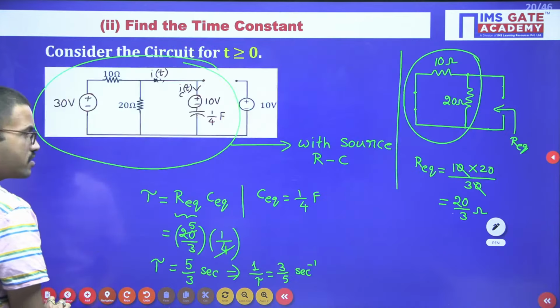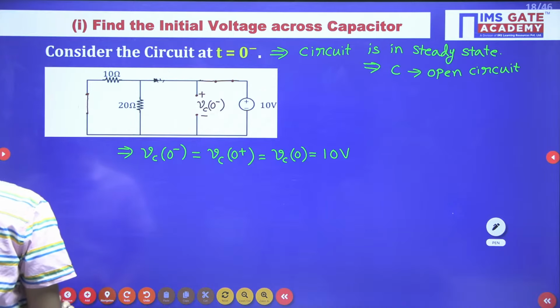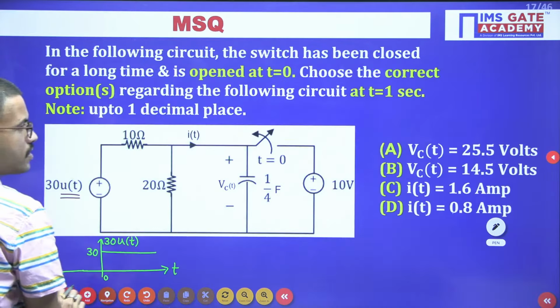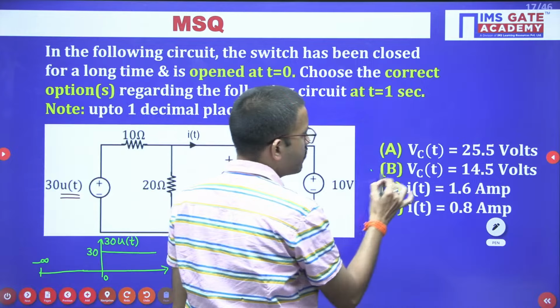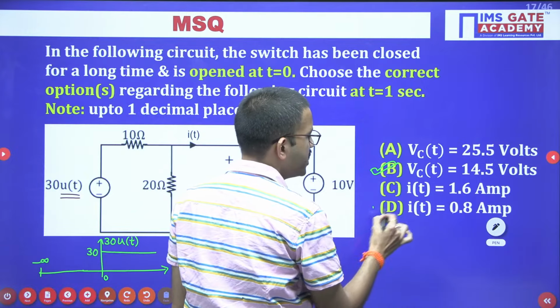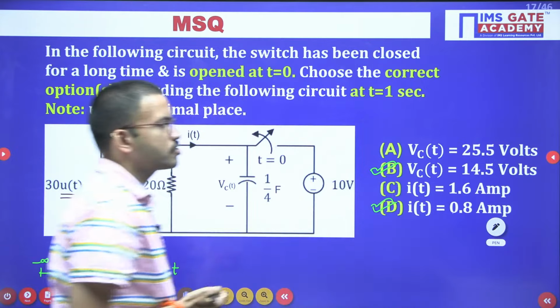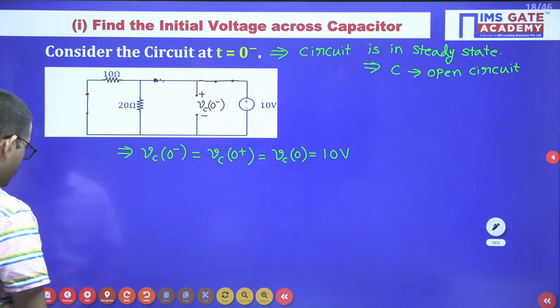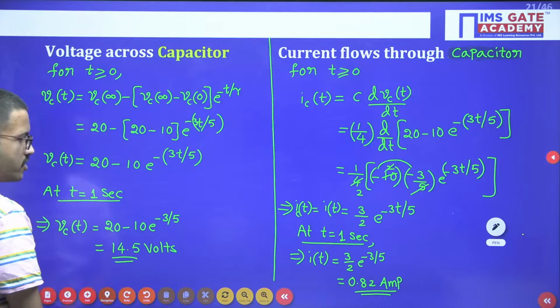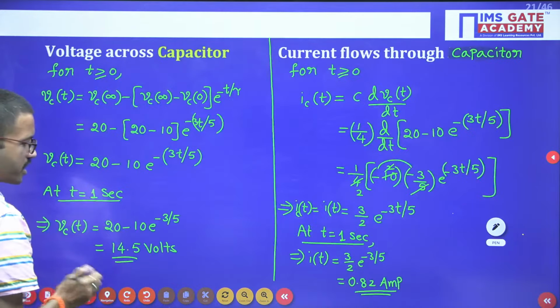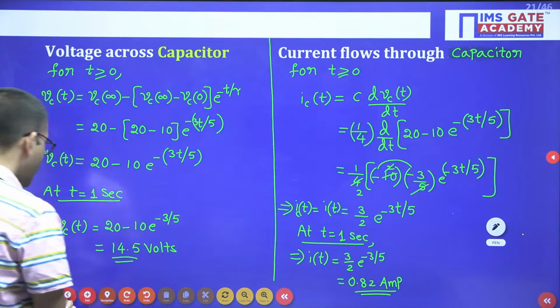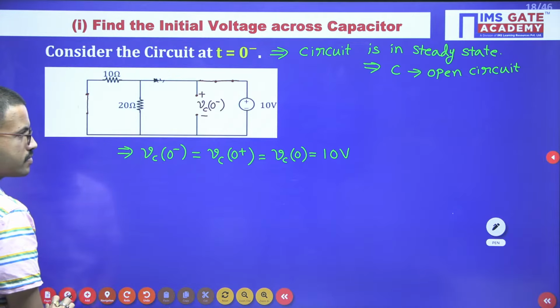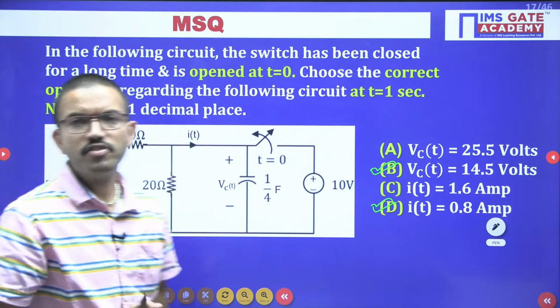Now just observe the choices. 14.5 is in option B and 0.8 ampere is in option D. So option B and option D are both correct. The final answer for this question is that there are two correct choices, option B and option D. Is it clear for everyone?